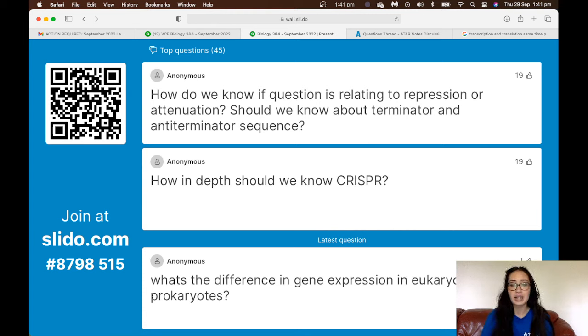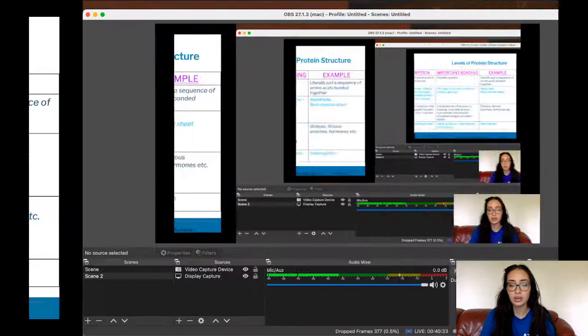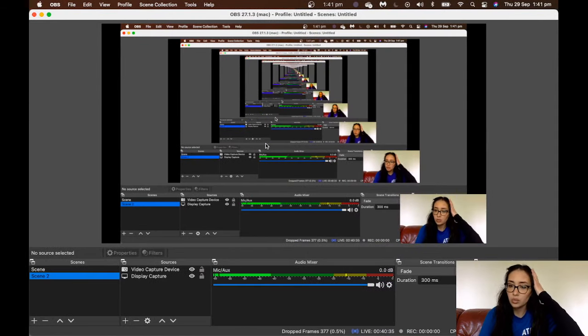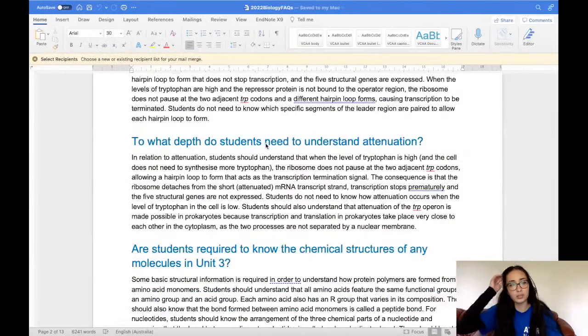Whereas if they talk about the hairpin sequence at all, or they talk about the leader sequence, you know they're going to be mentioning the attenuation stuff. So just be on top of that. And once again, definitely go and look up this document.